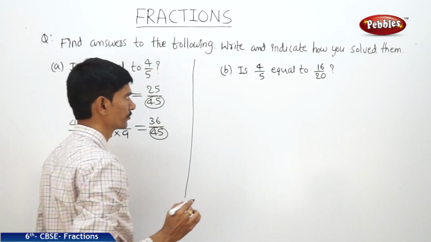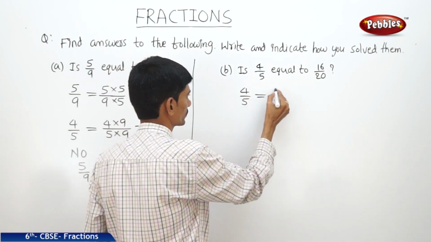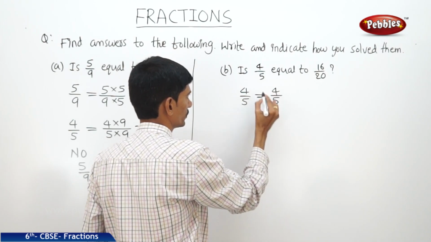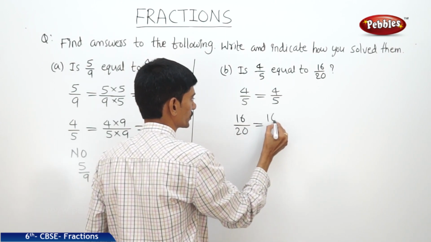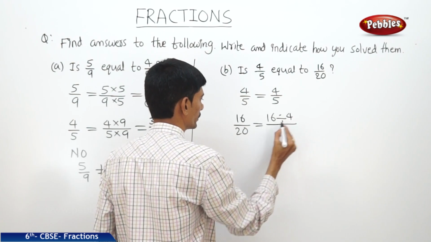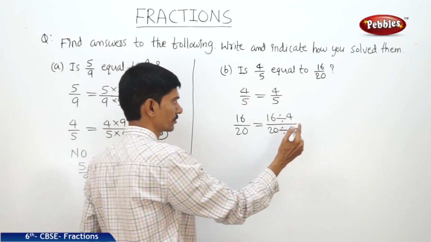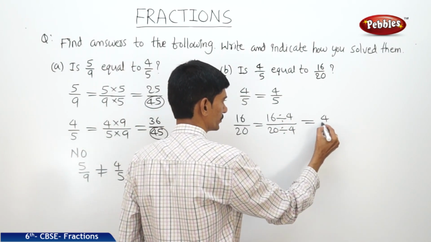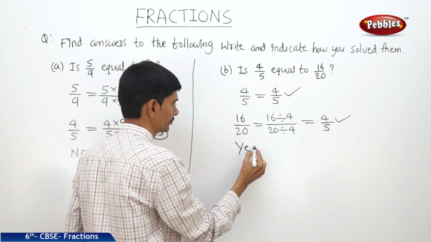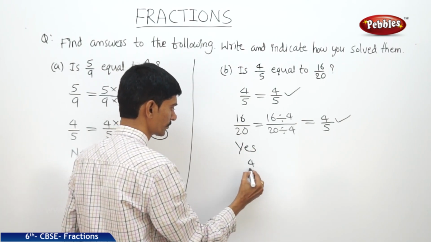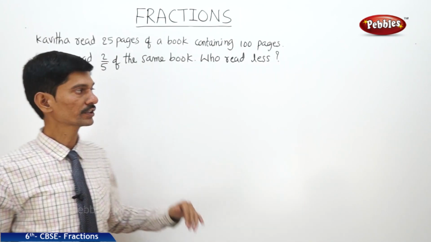Next, is 4 by 5 equal to 16 by 20? Here 4 by 5 in the simplest form is 4 by 5. Then 16 by 20, if you write in the simplest form, 16 divided by 4 by 20 divided by 4. If both numerator and denominator are divided by 4, then we get 16 by 4 is 4, 20 by 4 is 5. So yes, the two fractions are equal. 4 by 5 equals 16 by 20. Now let's see the next question.